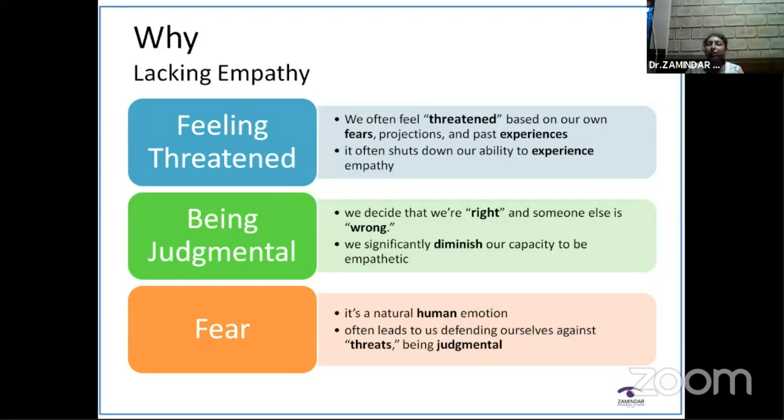Why don't we practice empathy? Where do we lack? We often feel threatened, based on our own fears or our projections or any past bitter experiences. It often shuts down our ability to practice empathy. Being judgmental, we have already decided that we are right and somebody else is wrong. Even this diminishes our capacity to be empathic. Fear is a natural human emotion which leads us to defend ourselves from any threats or to be judgmental.